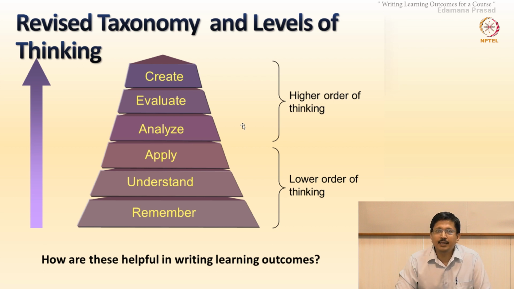Bloom's taxonomy indicates the levels of thinking. What the taxonomy suggests is that as we go from the lower level to the higher level, the cognitive challenge experienced by a learner will increase. In other words, remembering something involves relatively less cognitive challenge than coming up with new information, which is at the create level.